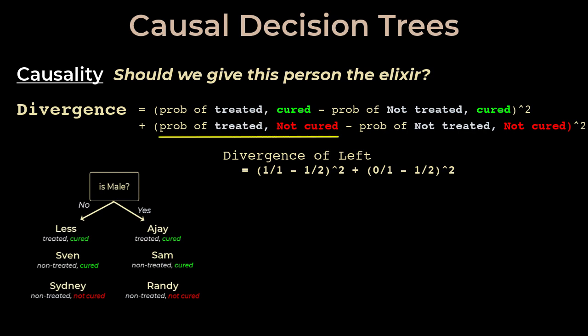Now, the probability of a person being treated and not cured is the number of people who were treated and didn't get cured, which is 0. And so it's just 0 over 1 since 1 is the number of people who got treated. And the final term is the probability that a person is not treated and not cured, which is 1, divided by the total number of people not treated in that node, which is 2. And so plugging these values into the formulation, we get a divergence of the left node as 0.5.